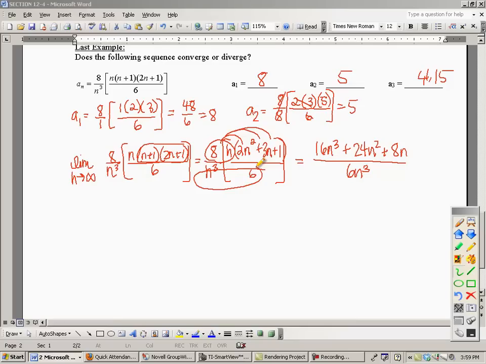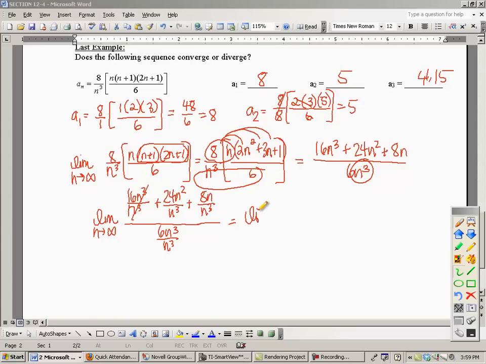All right, so let's go back to what we did before. The limit as n approaches infinity of this. Because I have an n cubed, I'm going to divide by n cubed. So I have 16n cubed divided by n cubed, plus 24n squared divided by n cubed, plus 8n divided by n cubed, all over 6n cubed divided by n cubed. All right, here we go. Let's do some crossing out.